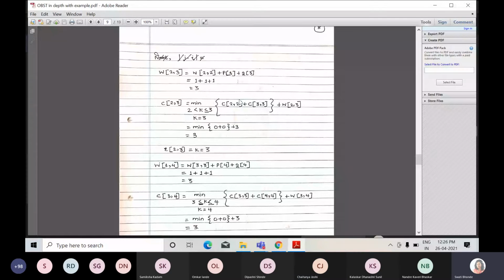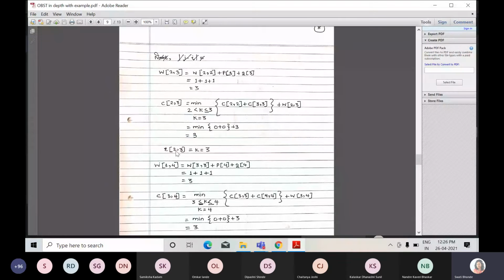Right. So you will find this value and then you will add it with W of 2 3. Where did W of 2 3 come from? We have just calculated W of 2 3. And then 0 plus 3 is 3. What will be R of 2 3? R of 2 3 will be 3 only. Why? Because for what value of K did you get the answer? 3. So you have got the answer for K equal to 3. That's why we have taken R of 2 3 as 3.